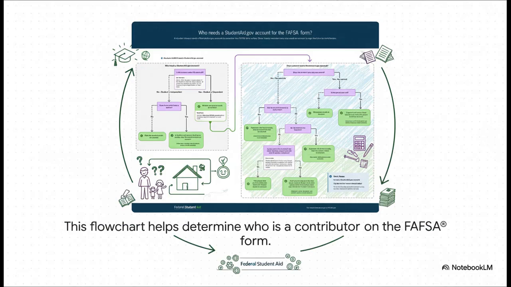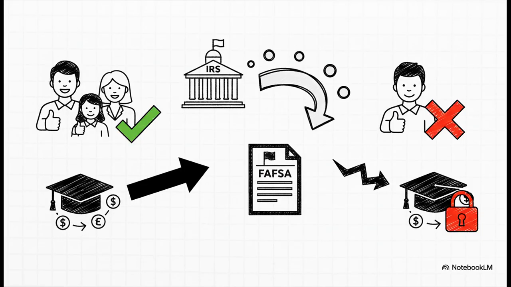Now, you might be asking, well, who exactly is a contributor? That can get really confusing fast, but this flowchart makes it so much simpler. It's basically a roadmap that walks you through different family situations, like if your parents are divorced or separated, and tells you exactly who needs to provide their info. It's a lifesaver.